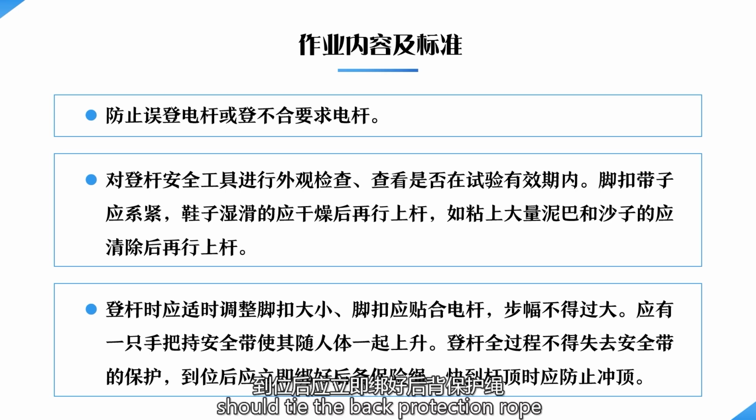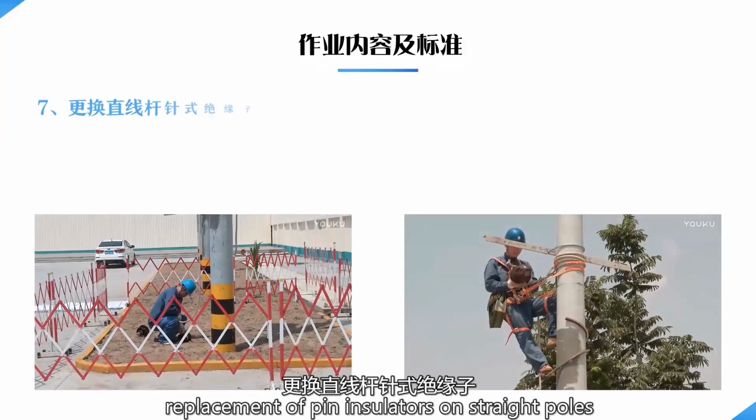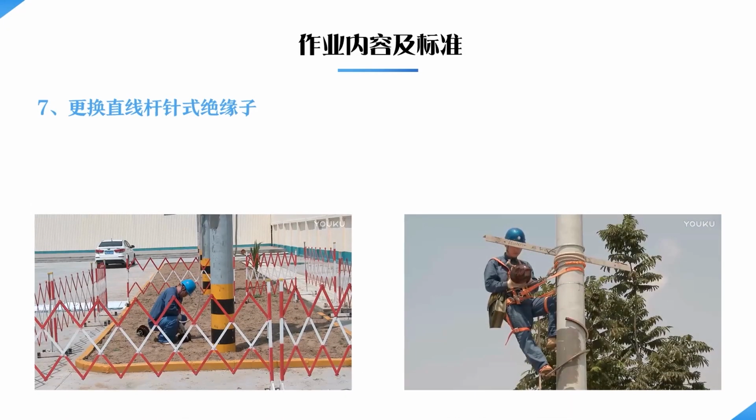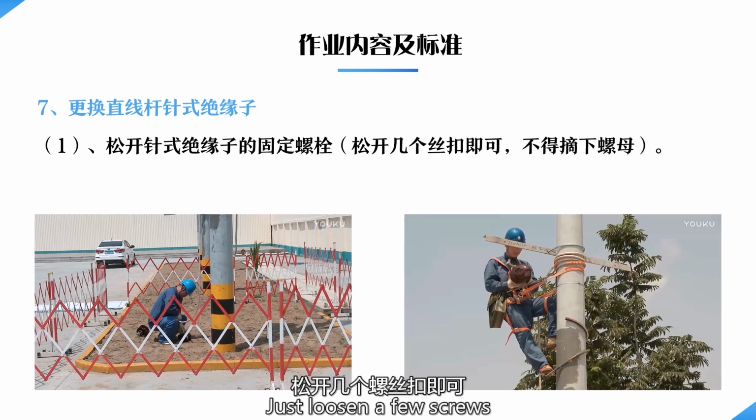Immediately after getting into position, tie the back protection rope when reaching the top of the pole. Rushing to the top should be prevented. 7th, replacement of pin insulators on straight poles. 1. Loosen the fixing bolts of the pin insulator. Just loosen a few screws. Do not remove the nuts.